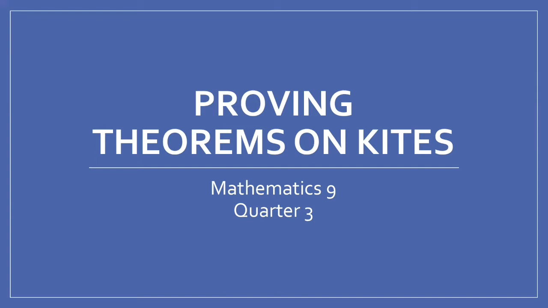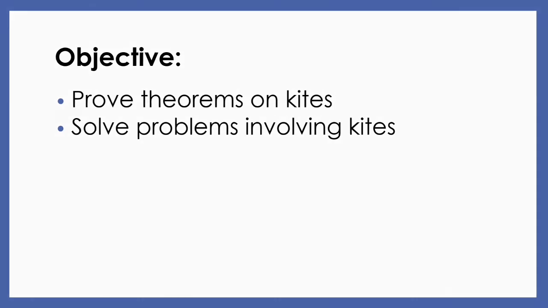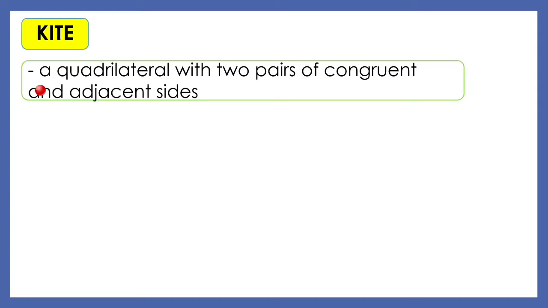In this video, we will learn about proving theorems on kites. We will prove theorems on kites and solve problems involving kites. Before we prove the theorems on kites, let us first define kite. Okay, so what is a kite? A kite is a quadrilateral with two pairs of congruent and adjacent sides or consecutive sides.